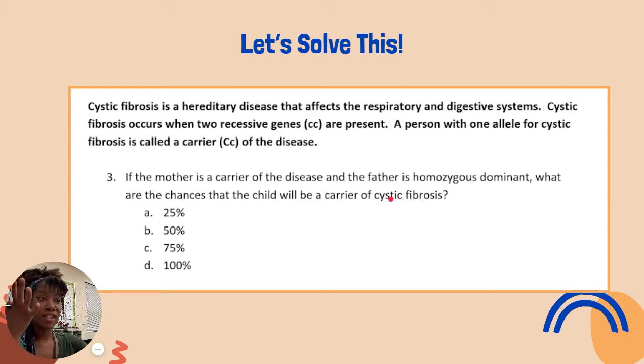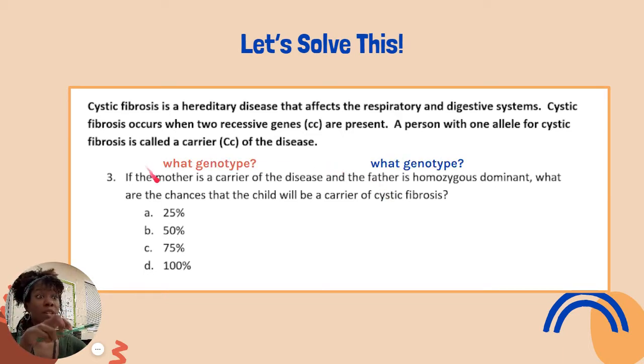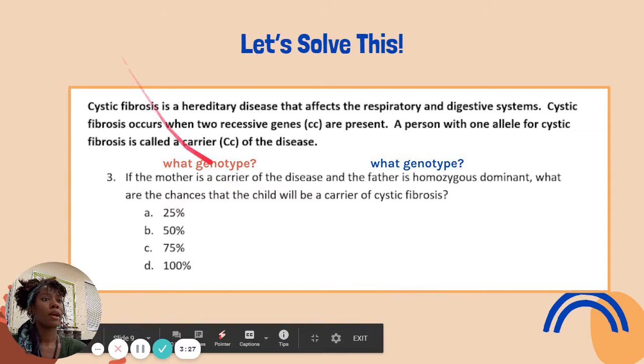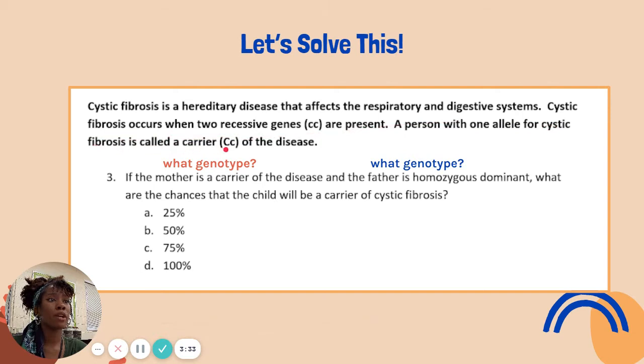There's a lot of information here. What I like to do is I like to annotate. I like to break it down. So first things first, let's find out the parental genotypes. We know we're going to have to do a Punnett square, so we need to know what the parents' genotypes are. All right, so the mother is a carrier of the disease. A person with 1 allele for cystic fibrosis is a carrier. So the mom's genotype is going to be big C, little c.